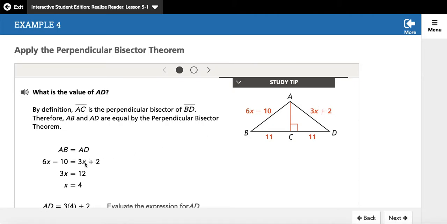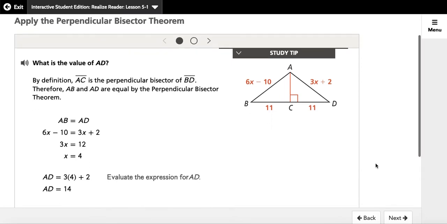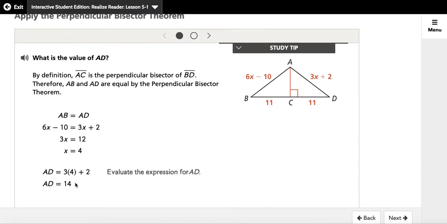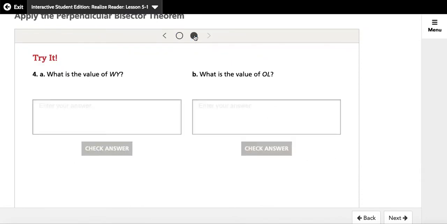So they solve it for x by moving the 3x over to here and adding 10 to both sides. 3x equals 12. Dividing by 3, x equals 4. So then we know x is 4. And then you can plug into here 4. 3 times 4 plus 2 is 14. There's the answer, 14.